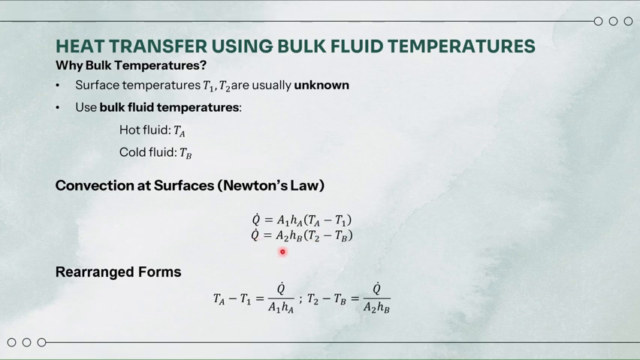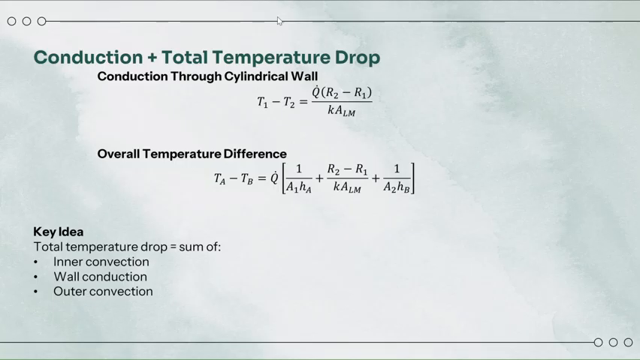Rearranging the above equations, we arrive at these equations. From earlier equations, we have the conduction through cylindrical wall equation like this, and adding all the three equations, we arrive at the overall temperature difference, which is the sum of inner convection, wall conduction, and outer convection.